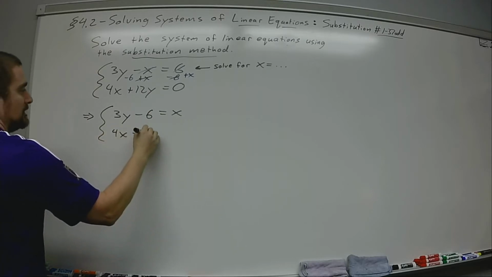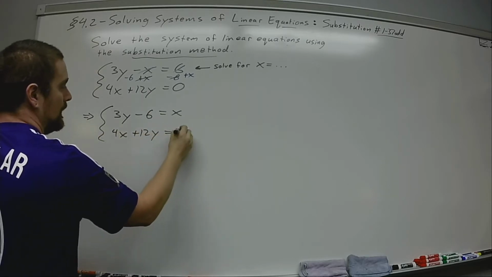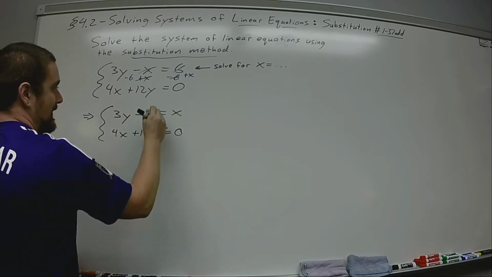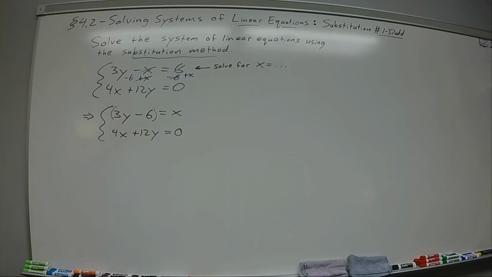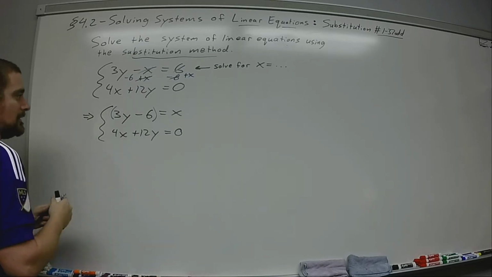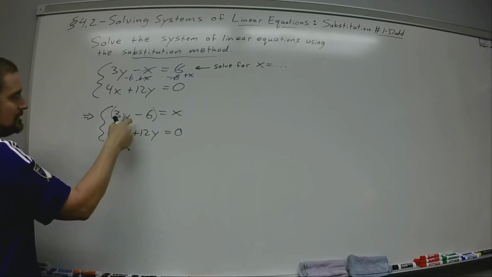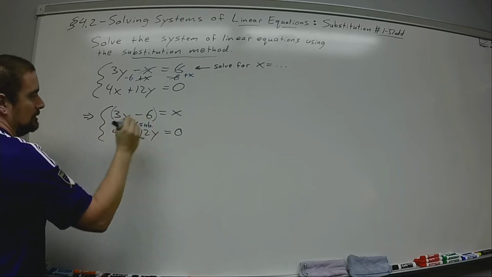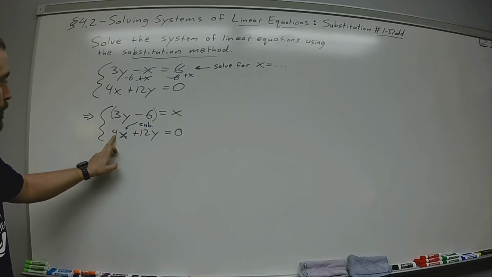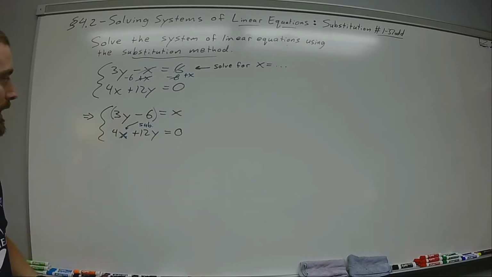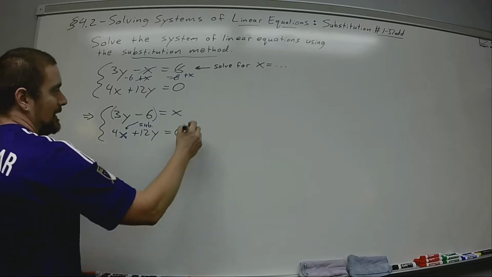The second equation I have not touched. It's still 4x plus 12y equals 0. Now I have a situation where x is exactly this value, 3y minus 6. I know what x is in terms of y, so I'm going to go to my second equation and replace this as my substitution. That way I'll have 4 times 3y minus 6 plus 12y. That'll all be in terms of y. Then I only have to work with the second equation.